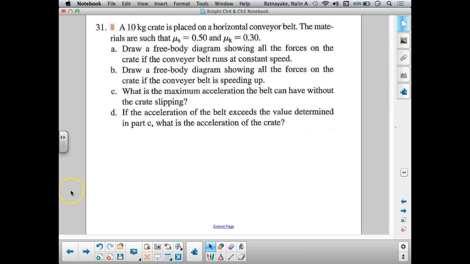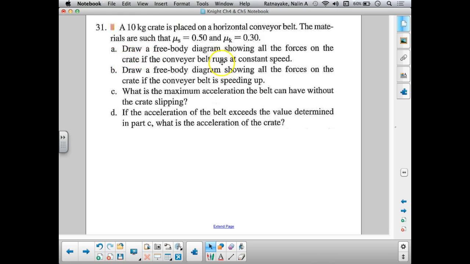Okay, let's take a look at the other question that you requested. This is a great problem. Problem 31, three striper. We have a 10 kilogram crate placed on a horizontal conveyor belt, and the materials are such that the static coefficient of friction is 0.5, and the coefficient of kinetic friction, mu k, is 0.30.